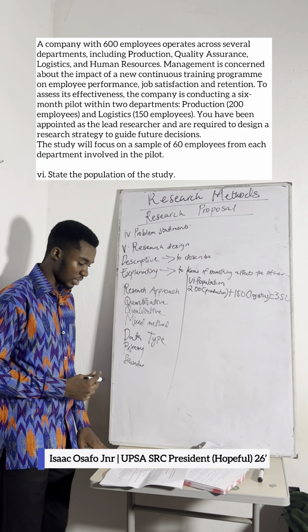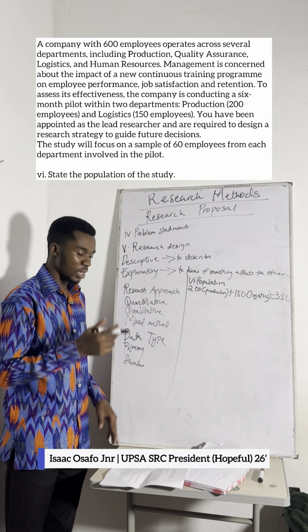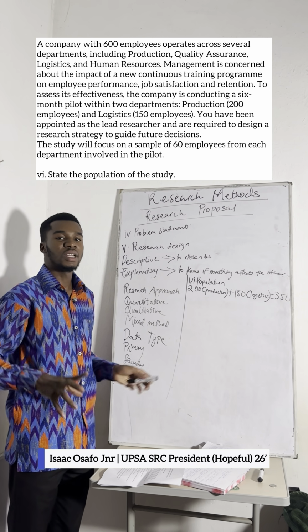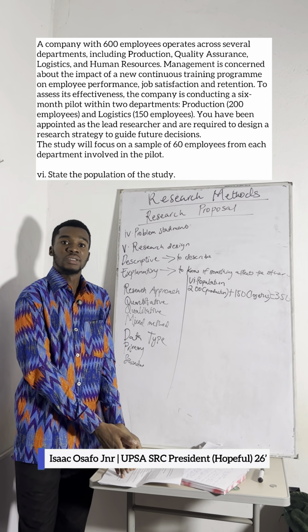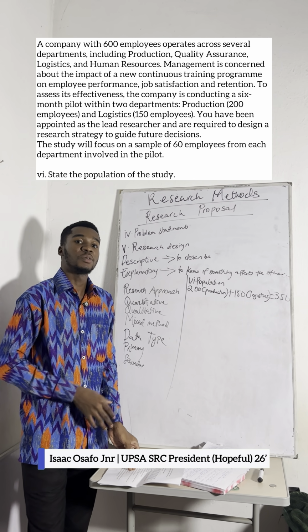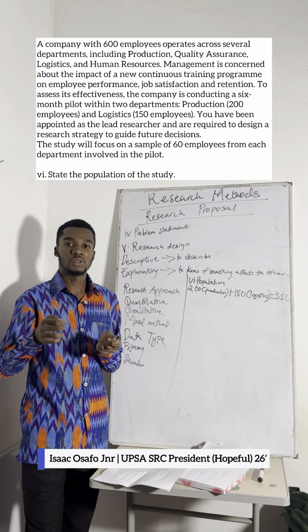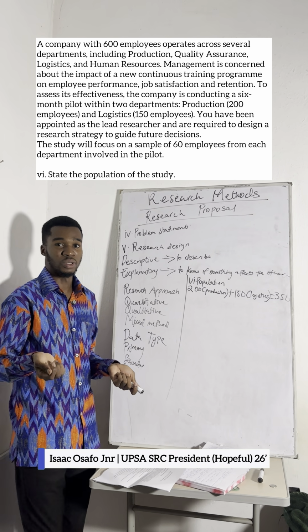At the beginning of the question, they said a company with 600 employees. They didn't say that they want to conduct the research on the 600 employees. They are just telling you the total number of employees in that company. They never said anything about researching on those 600 employees. So you have to read the question and see when they spoke about the number of people they want to research on. Do you get it?